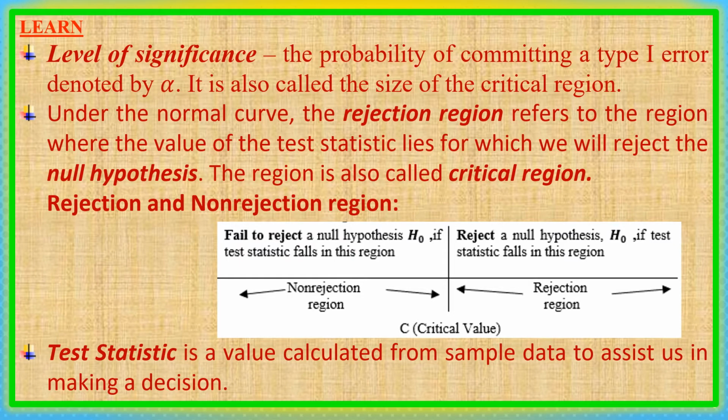So you have there the rejection and the non-rejection. So for fail to reject the null hypothesis, the test statistics falls in the non-rejection region, but if the test statistics falls in the rejection region, meaning you're going to reject the null hypothesis. Test statistic is the value calculated from the sample data to assist us in making decision.